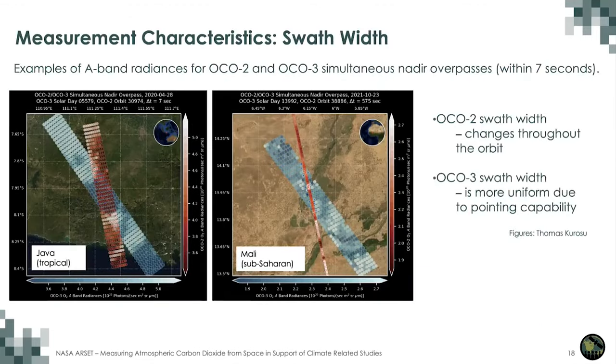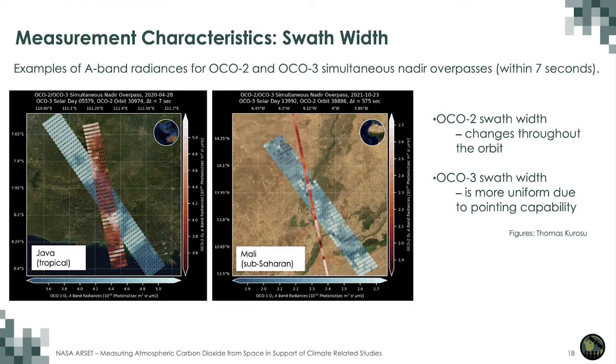So I said that the OCO2 and OCO3 spectrometers are essentially the same, but they do view the atmosphere a little differently. We already saw that the two instruments are in two different orbit geometries, with OCO2 in a polar orbit and OCO3 in an inclined orbit. The projected footprints at the ground are also a little different. So the figures on this slide show a couple of different examples of the ground footprints for so-called simultaneous nadir overpasses. And these are cases where the instruments pass over the same location on the Earth at essentially the same time.